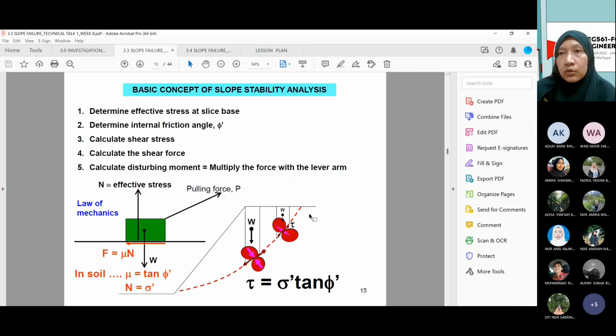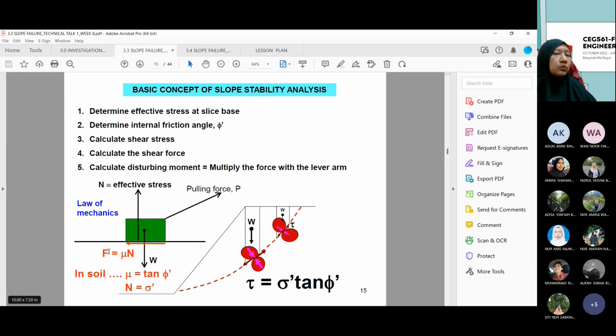If you have more money, you can do the standard penetration test. So first of all, what do you need to do? By looking at the friction concept here, we have the normal force, or what we call the effective stress, and we have the weight of the block, and we have the shear resistance or shear force, and we also have the pulling force.